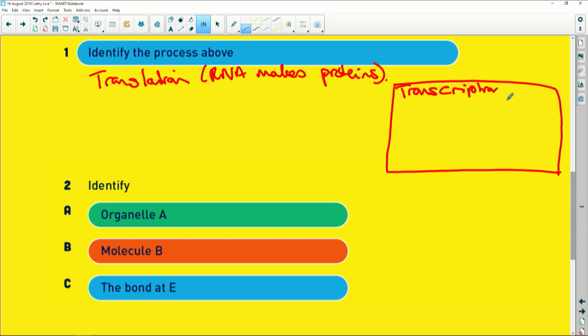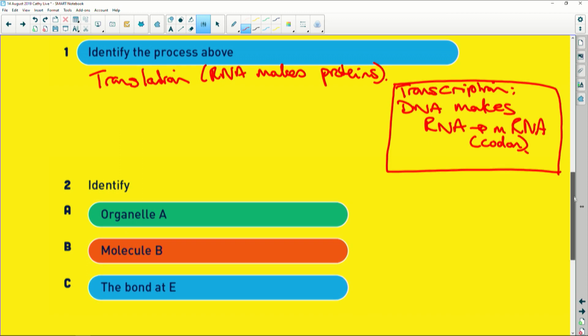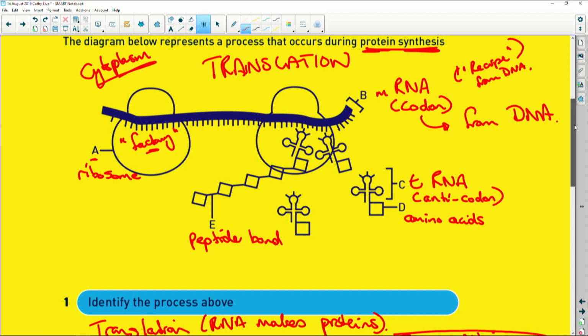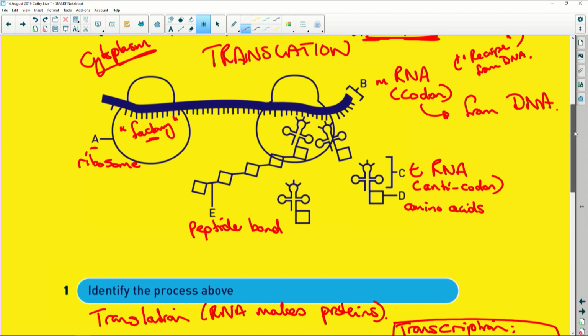Transcription, the DNA makes RNA. The RNA that comes out of there is going to be messenger RNA, and messenger RNA is your codon, like your transfer RNA is your anticodon. It says identify organelle A. We've already done that, so we just go up. A is the ribosome.